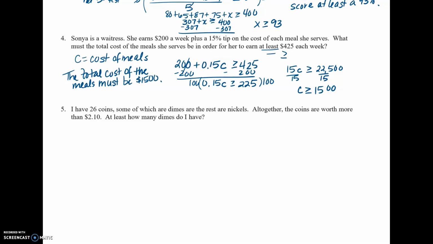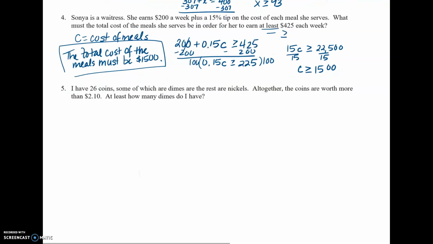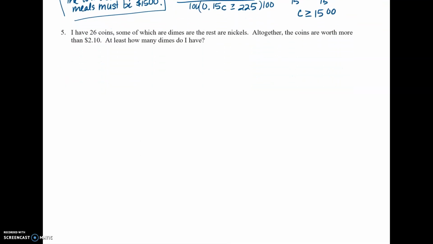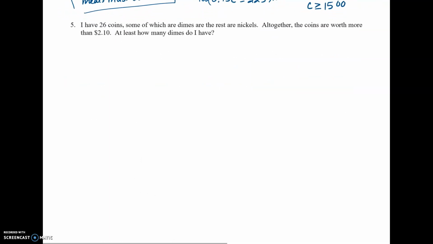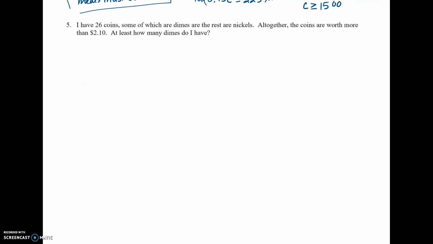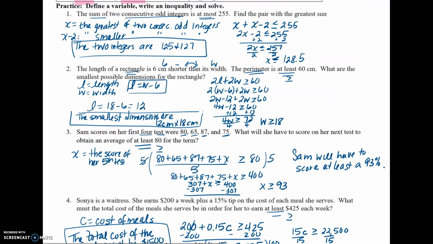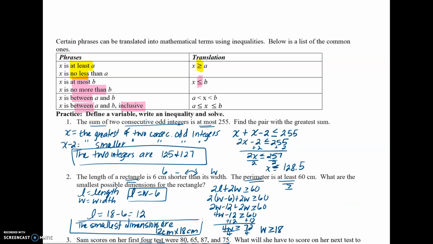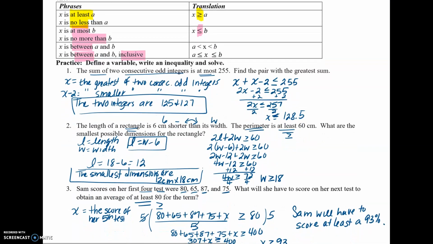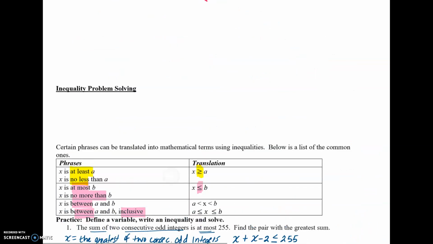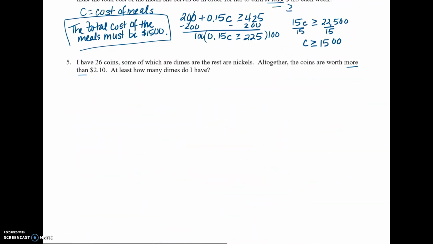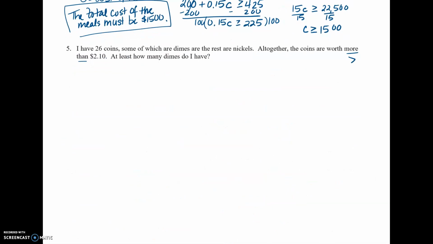Okay, one more. I have 26 coins, some of which are dimes and the rest are nickels. Altogether, the coins are worth more than $2.10. Okay, we've got the more than. If we go up here and look for more than, it looks like it is going to be just a greater than symbol. Just more than. Okay, at least how many dimes do I have?